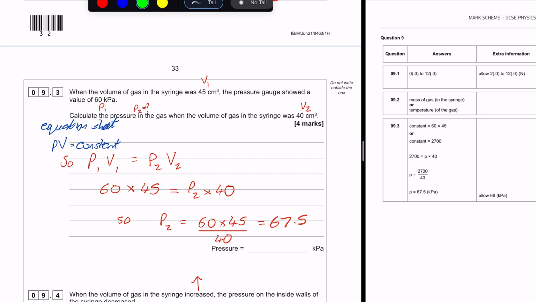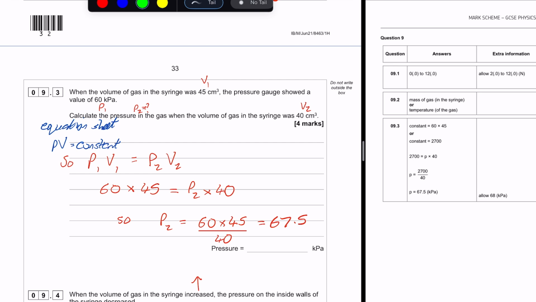Okay, this is the one that was causing a little bit of an issue. Now, on the equation sheet, you've got this equation that says PV equals a constant. What that means is the pressure multiplied by the volume at the start must be equal to the pressure multiplied by the volume at the end. So I've called these P1 and V1 and P2 and V2.